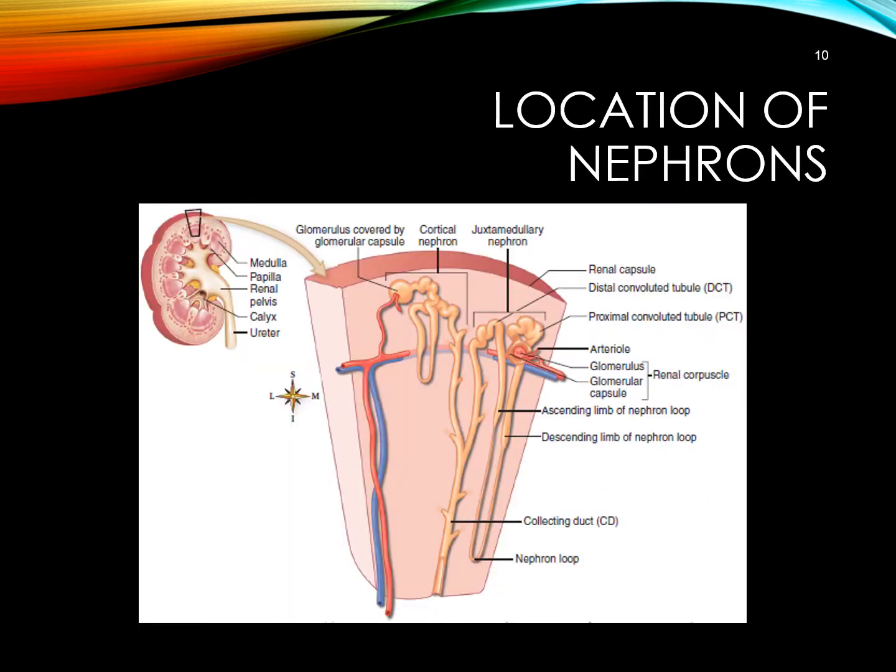Here's another peek at where these functional units are located. Remember, 85% of them are located up here in the cortex, and you can see how there are others that are a little bit lower. Those are the ones located by the junction of the cortex and the medulla. We call those the juxtamedullary nephrons, and you can see the convoluted tubules, and then eventually how they drain into this one collecting duct here.